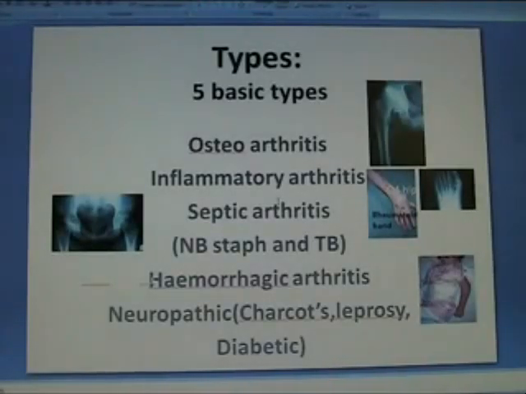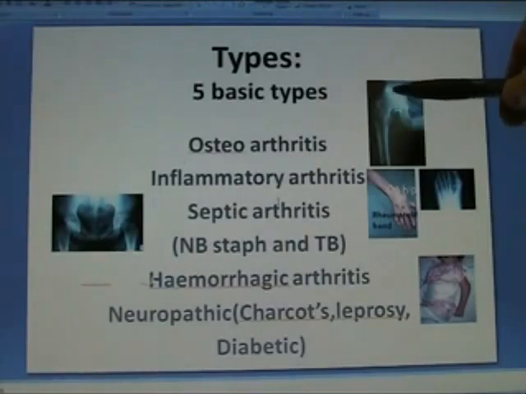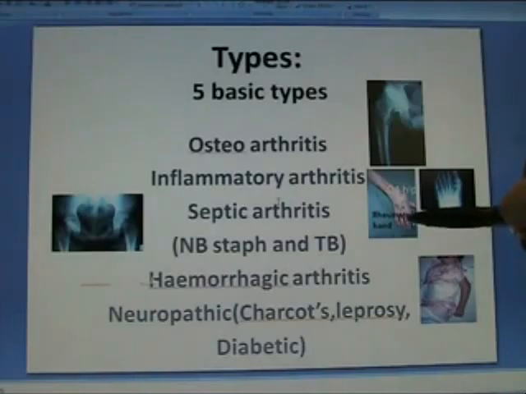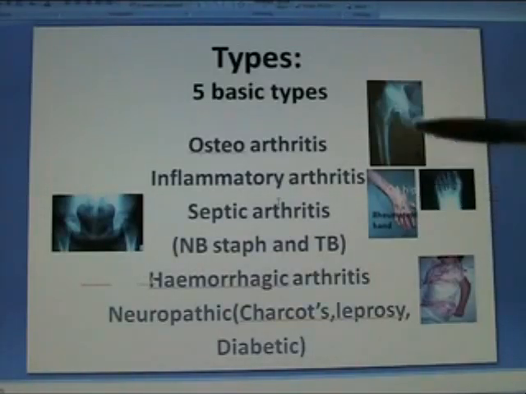There's osteoarthritis, where the joint is worn out. X-ray of the hip: loss of joint space, sclerosis, osteophytes. Inflammatory: rheumatoid arthritis is an inflammatory process, here involving the hand, with gross deformity, or the foot. It can also involve the spine, shoulders, elbow, hip, wrist, hand, hip, knee, foot, ankle.